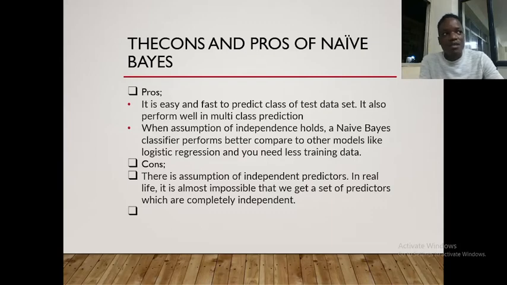Okay, we'll talk about the pros and cons of the theorem. The pros: it's easy and fast to predict the class of a test dataset. It also performs well in multi-class prediction. When the assumption of independence holds, a naive Bayes classifier performs better compared to other models like logistic regression, and you need less training data. The cons: there is the assumption of independent predictors. In real life, it's almost impossible that we get a set of predictors which are completely independent.